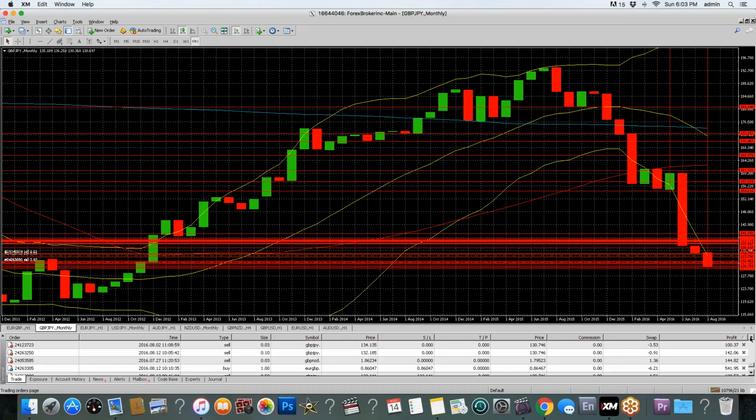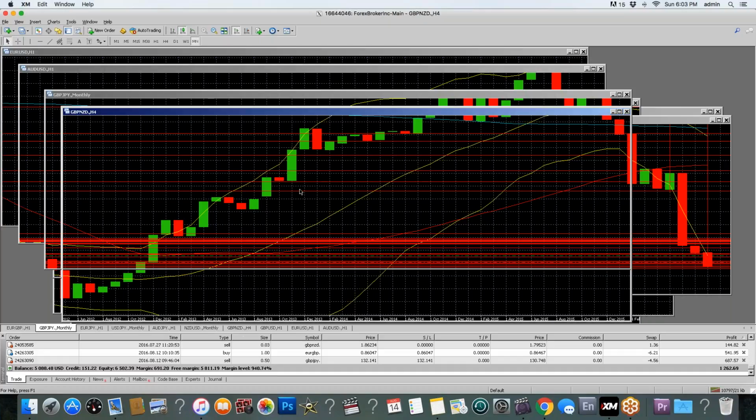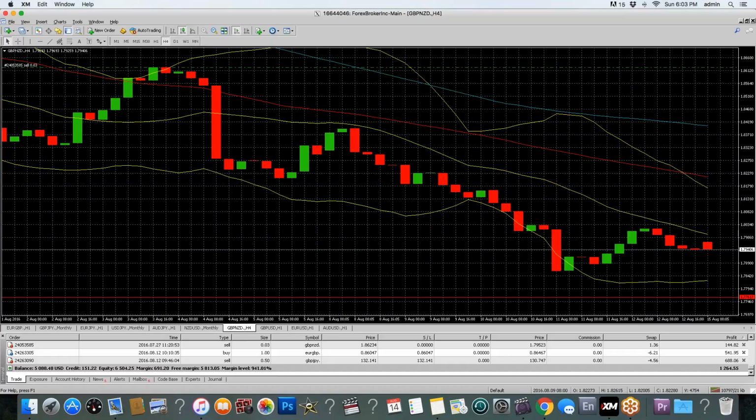A lot of these trades are, look at this, the third trade. This is a 0.03 GBP NZD. Look at the price I got in, 1.86. Look at the price now, 1.79 GBP NZD. This is where I sold it on the 4-hour chart. Okay?